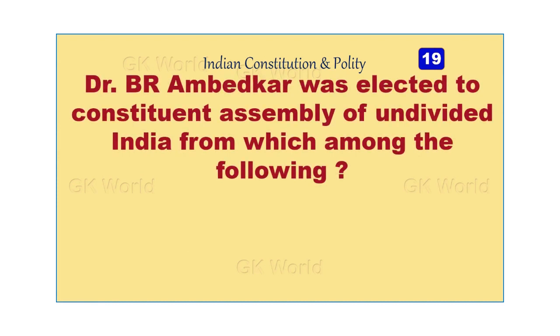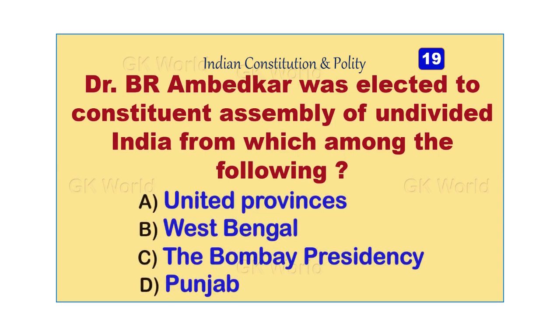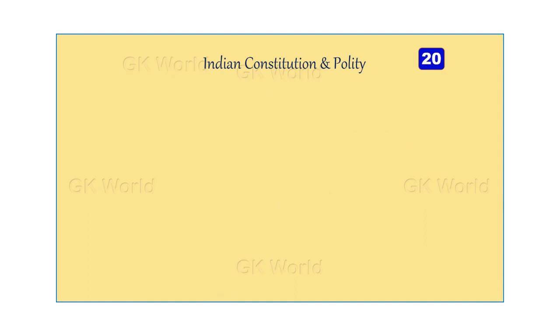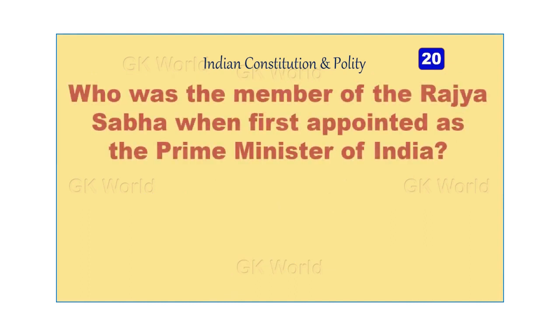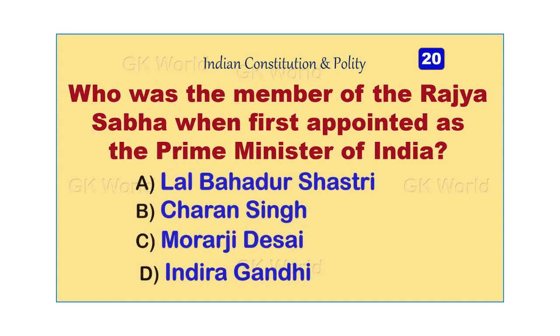Dr. B.R. Ambedkar was elected to the Constituent Assembly of Undivided India from which among the following? Option B. West Bengal. Who was a member of the Rajya Sabha when first appointed as Prime Minister of India? Option D. Indira Gandhi.